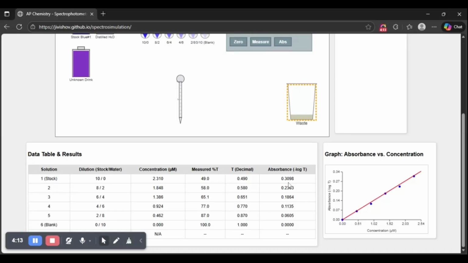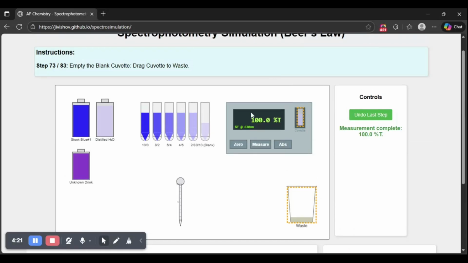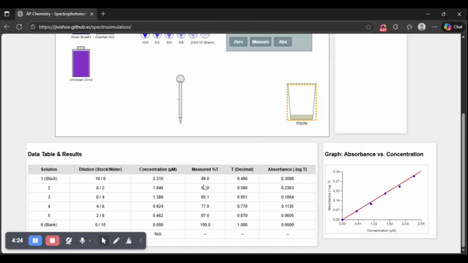To determine the absorbance, you can calculate it by converting the transmittance percentage that we were supposed to get here into a decimal, and then apply it to this rule here, negative log of T, to get these values of absorbance.